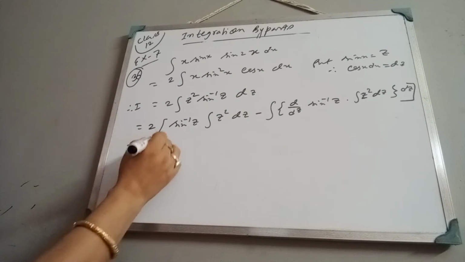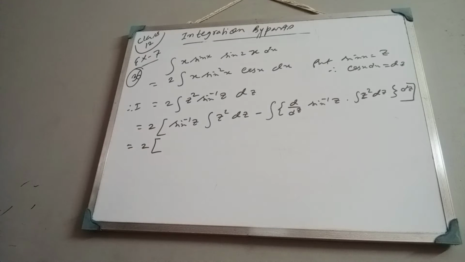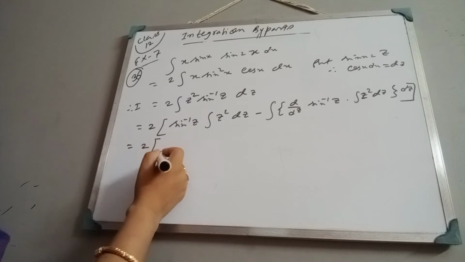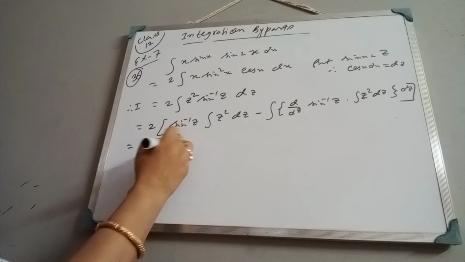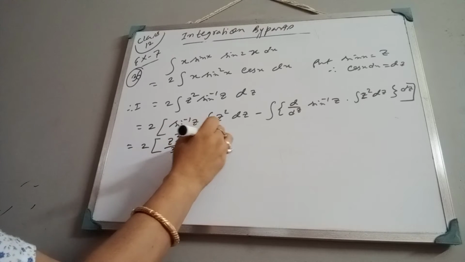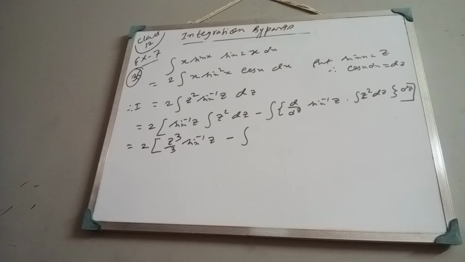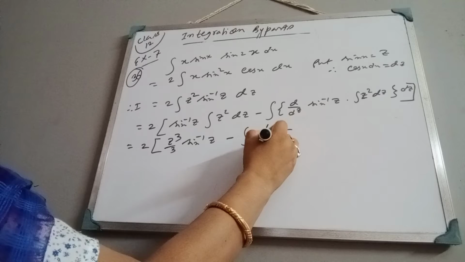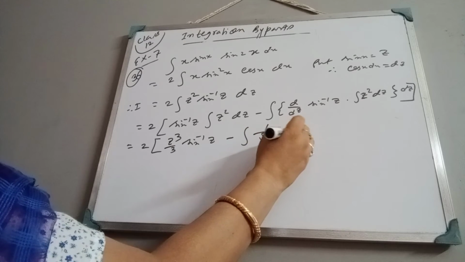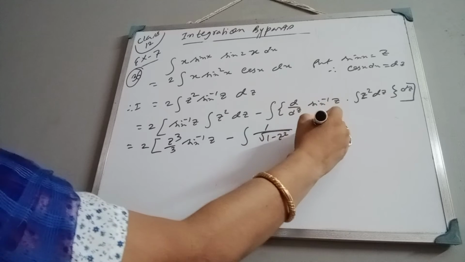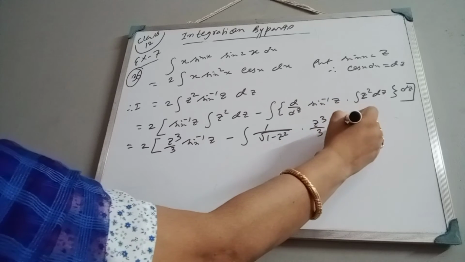So 2 sine inverse z, integral z square dz is z cube by 3. So here z cube by 3 sine inverse z minus integral d/dz of sine inverse z, which means 1 by square root of 1 minus z square, into integral z square, again z cube by 3 dz.